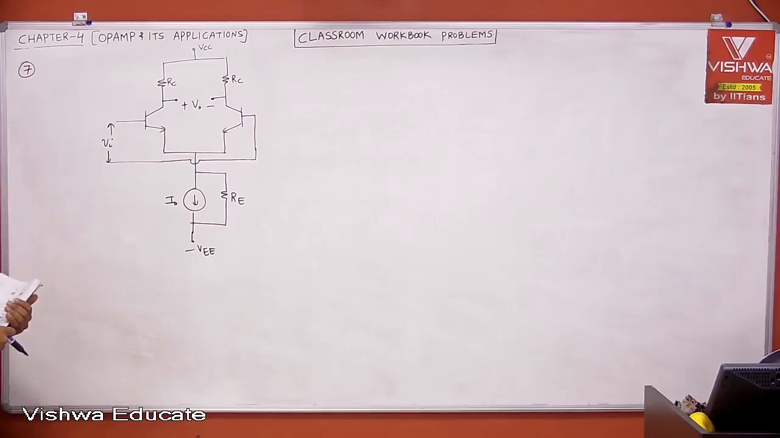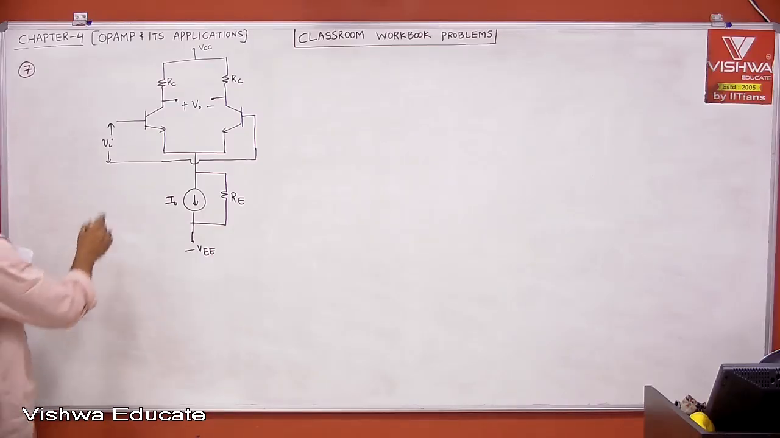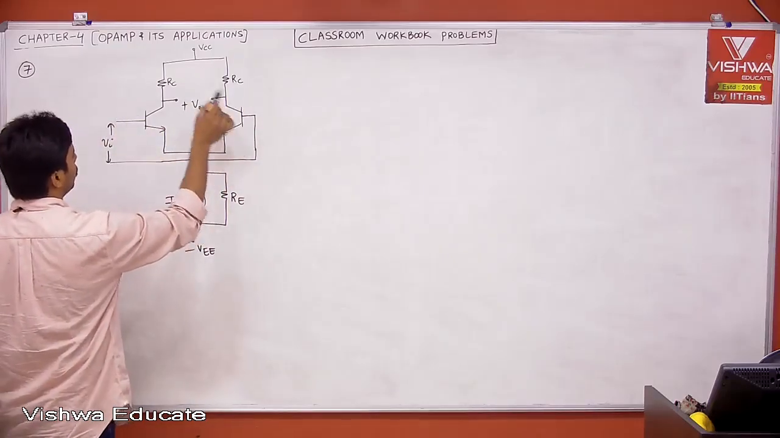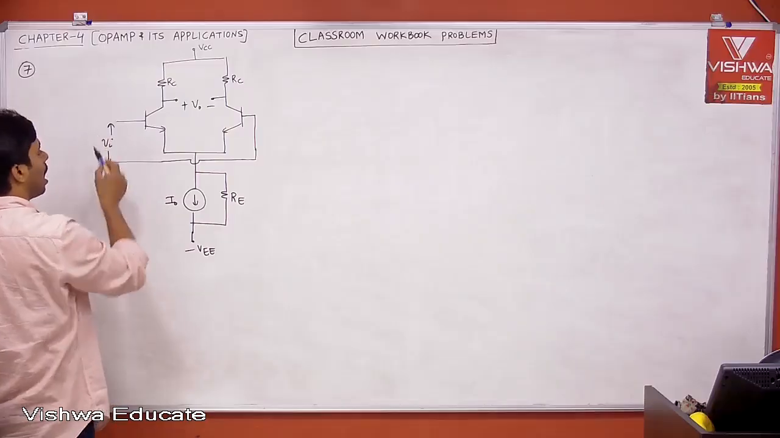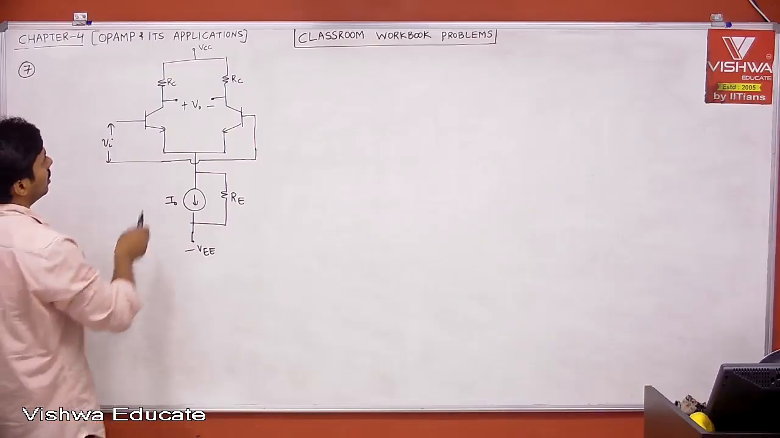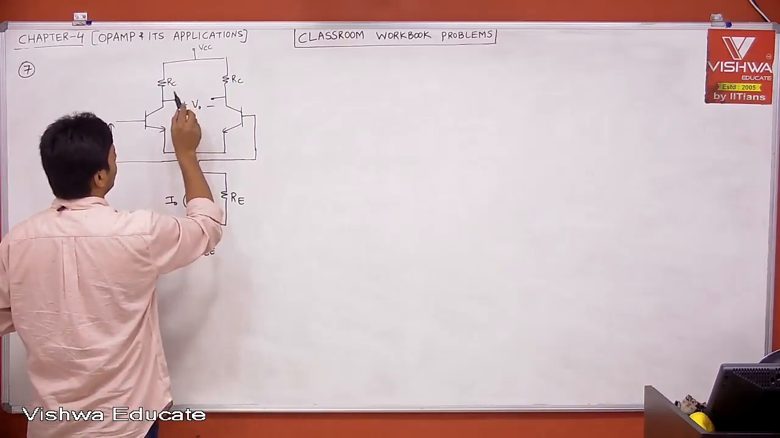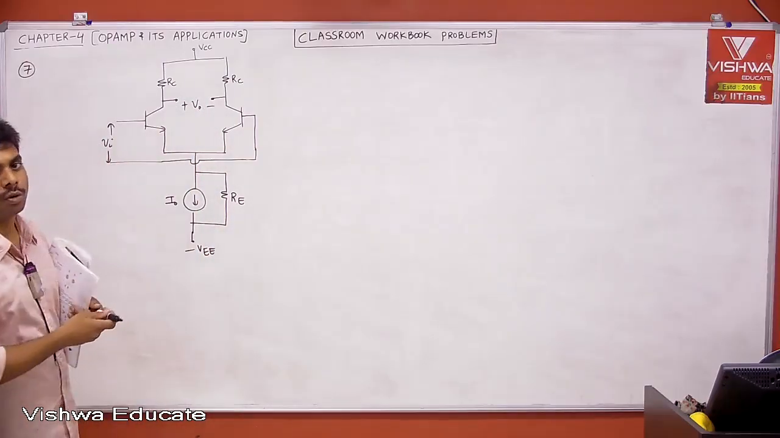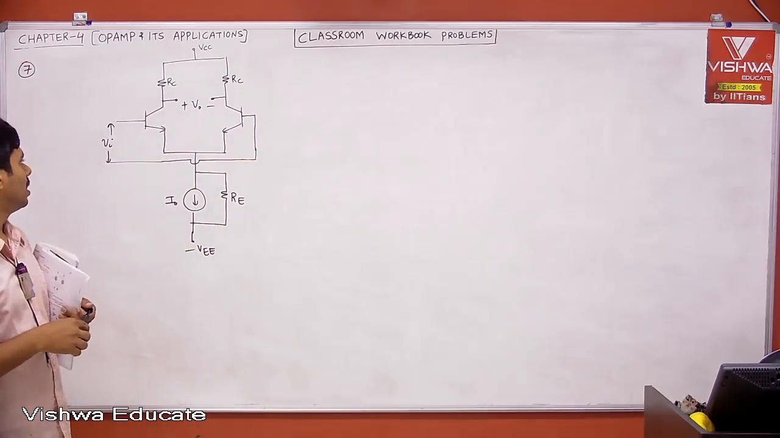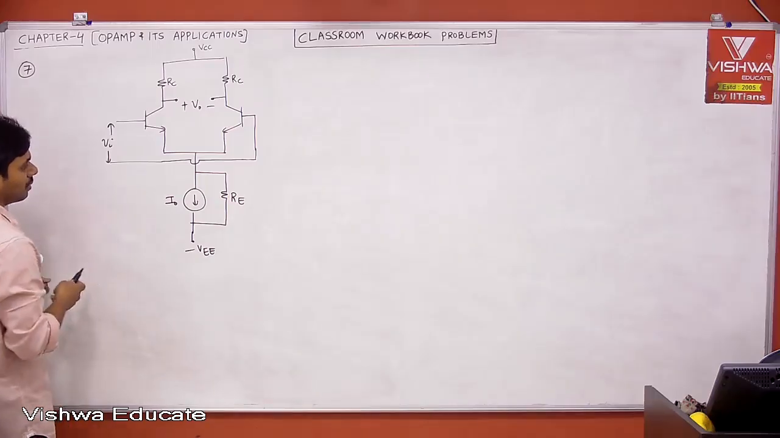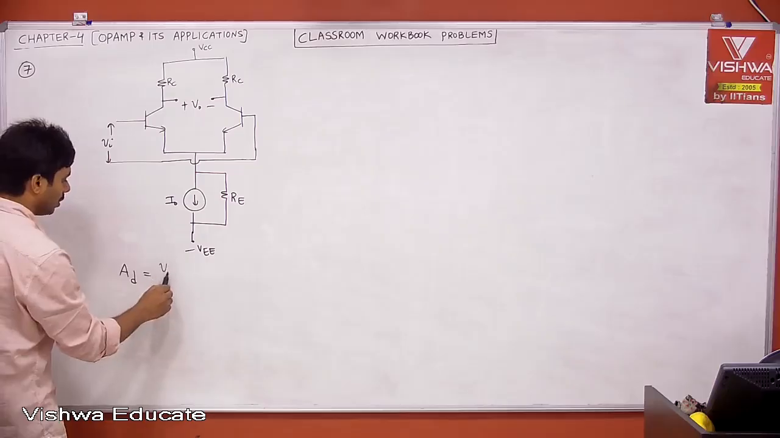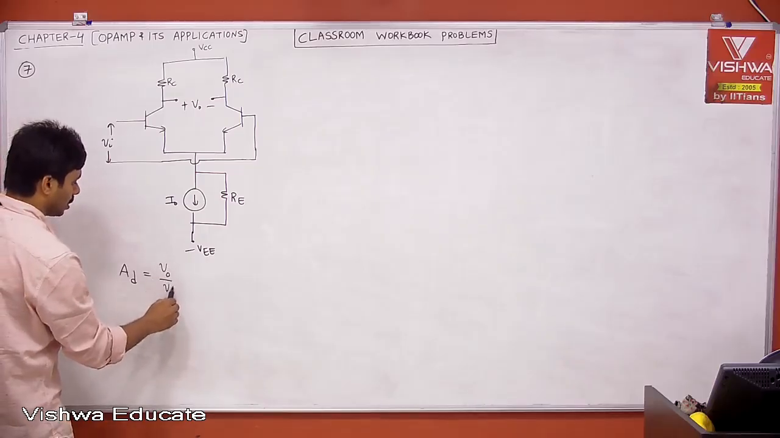Now tell me, this is what we had seen, right? But according to our terminology, this is V1, this is V2. V1 minus V2 or V2 minus V1 is nothing but your VI or VD, and V01 and V02: V01 minus V02 or V02 minus V01 is nothing but your output voltage V0. That is what is given. Therefore, what is your AD here? AD is equal to V0 divided by VI, right?